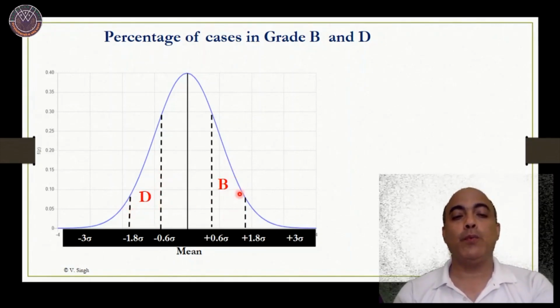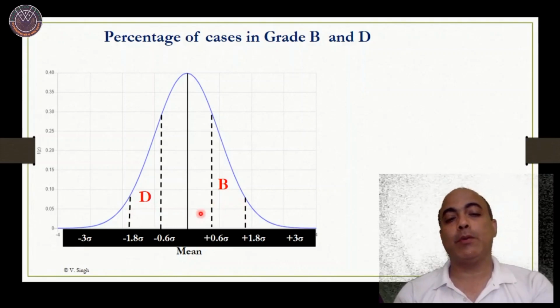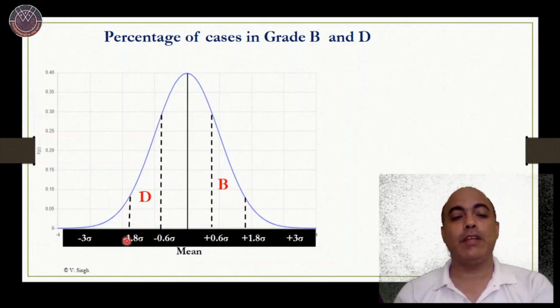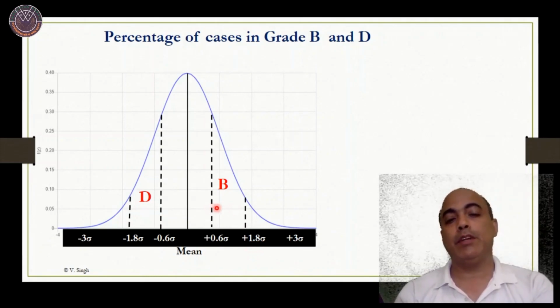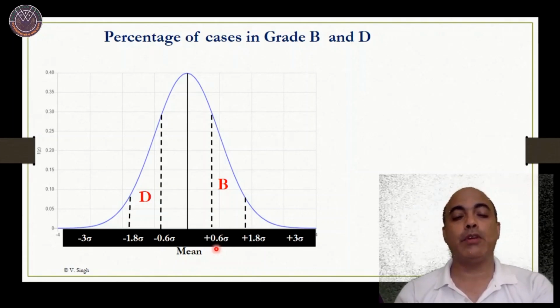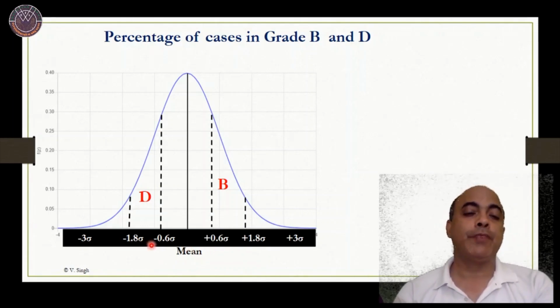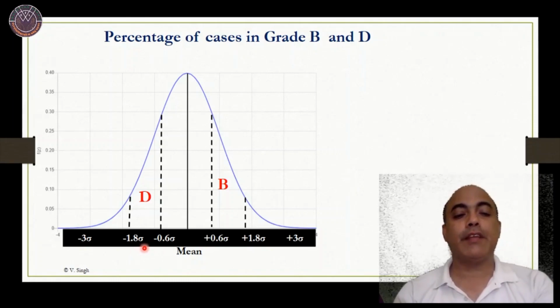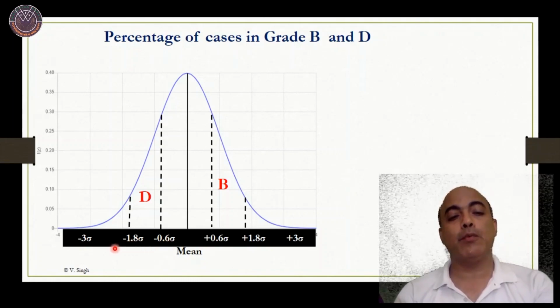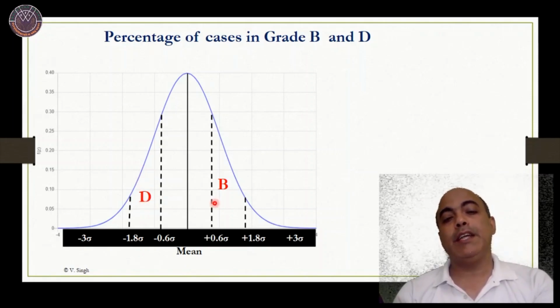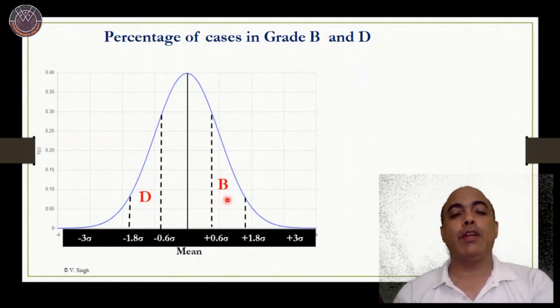These two percentages of cases are the same because they are lying between 0.6 sigma to 1.8 sigma in both directions. Here, positive 0.6 sigma to 1.8 sigma, and in the same way on the left-hand side, from minus 0.6 sigma to minus 1.8 sigma. So grade D and grade B are equal. The percentage of cases is the same.